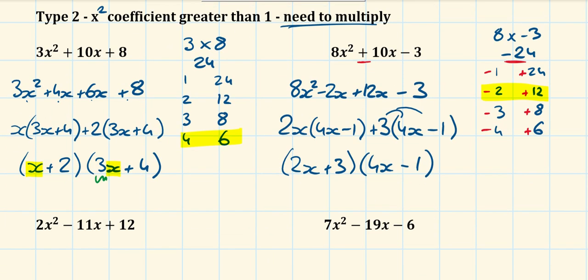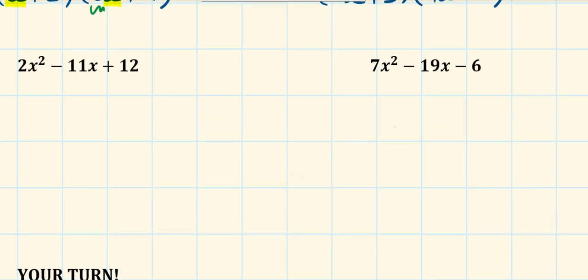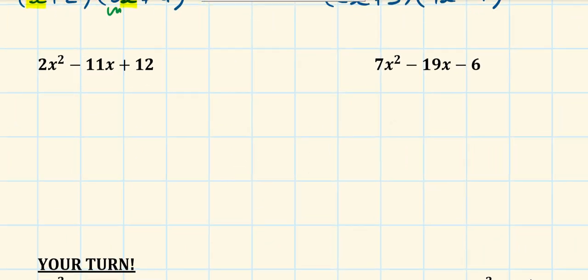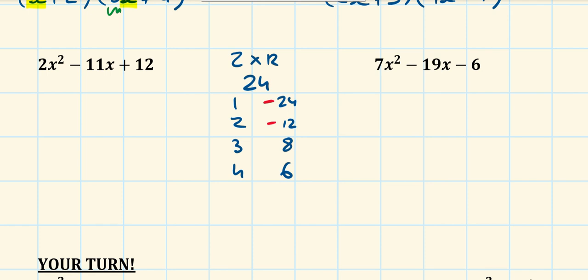Okay, so there's the first two. Now we'll go on to the bottom two as well. Okay, so we multiply 2 times 12. We've got 24. Okay, so we've got 1 and 24, 2 and 12, 3 and 8, and 4 and 6. Okay, so we can look at these. We see that the negative is in the middle this time, so that means the bigger number is negative. Okay, and we'll see which one of these works out. Okay, so we have minus 8.